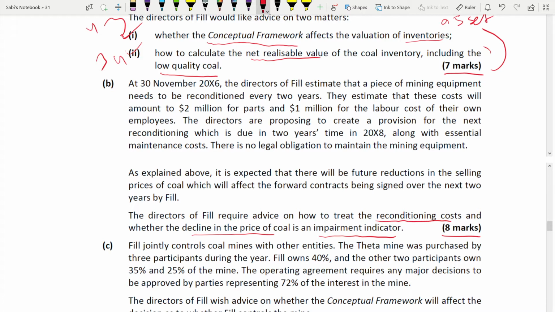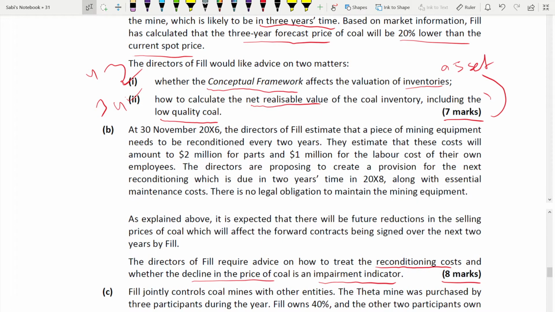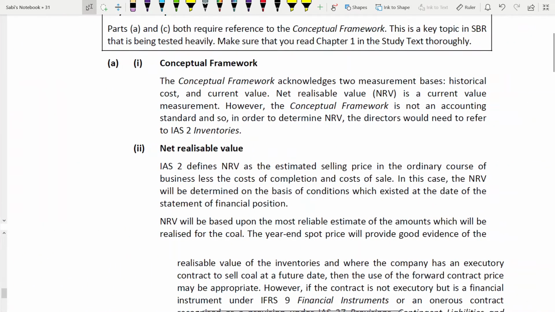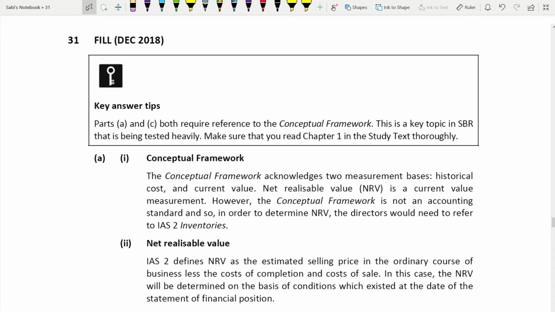If you don't read B also, it's fine. If you want to read all the three A, B, and C and then answer, that's also fine. But I think it's a waste of time, because separately marks are there for each. So first, how do you answer this? If you see part A and C, both of them require reference to conceptual framework. Yes, it's true. Conceptual framework can come in more than one question, one part.